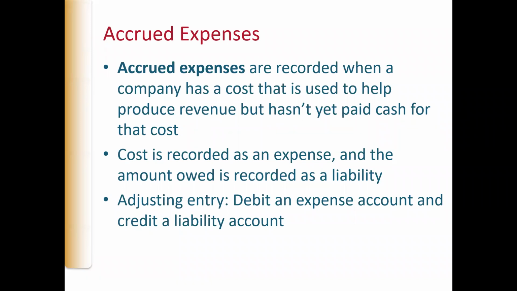Remember, this here is called an accrued expense. They're recorded when a company has a cost that is used to help produce revenue, but we've not yet paid cash for that cost. So we record that cost as an expense, and the amount that's owed, we record as a liability.